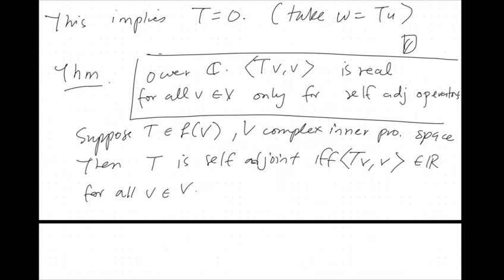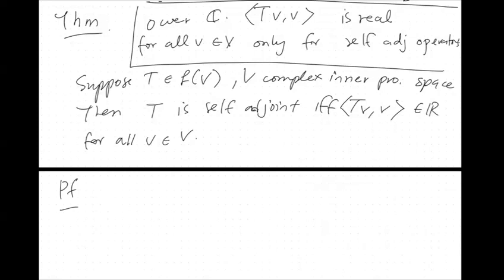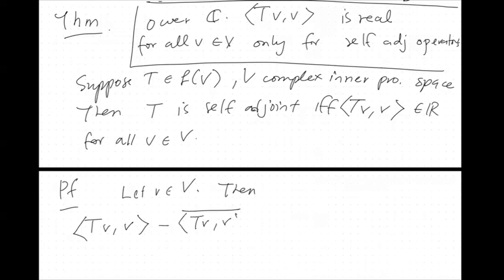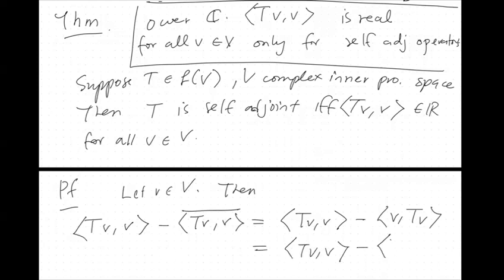Okay, let us provide proof of this. So let v be an element of V. Then the inner product of T v and v minus its conjugate is equal to the inner product of T v and v minus the inner product of v and T v. Okay, so this one is equal to the inner product of T v and v minus the inner product of T star v and v.